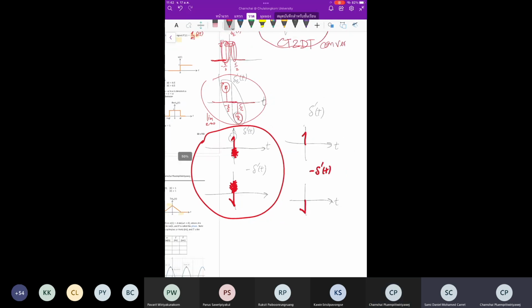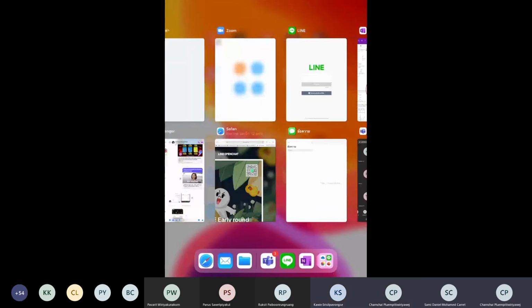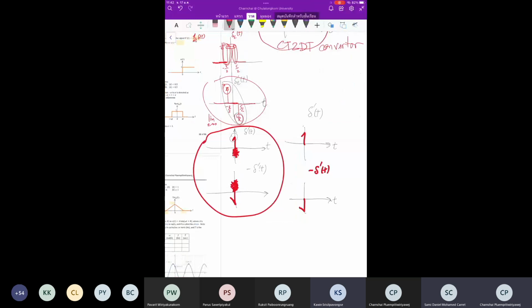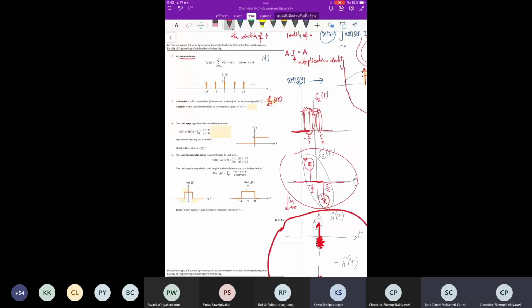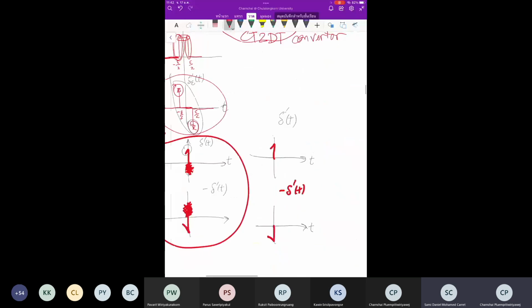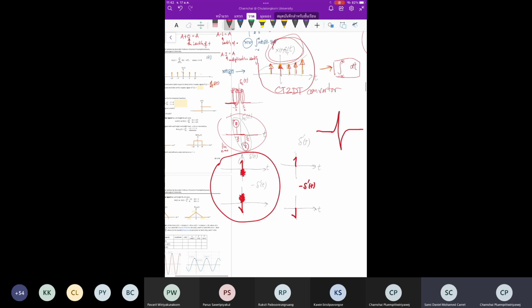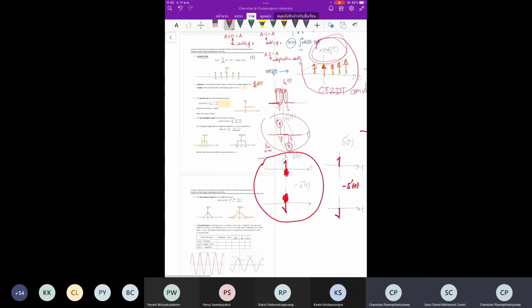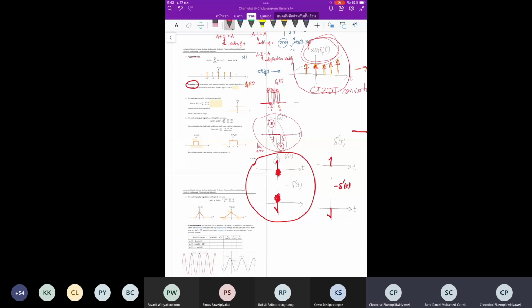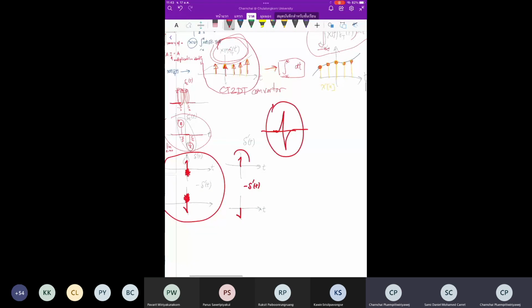Yes, so is this still considered as like one impulse? Actually, the real one looks like this. This is like an impulse, actually two impulses, but we call it one doublet. It's not an impulse, we call it a doublet function. And the real one looks like this. This is the real one, but this is the notation I'm using, a doublet notation.